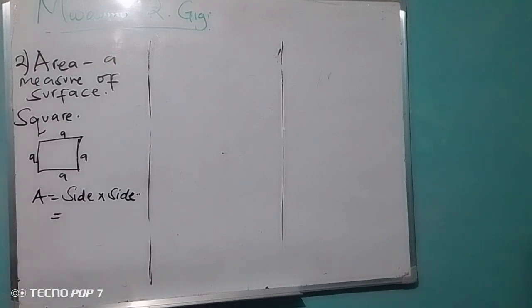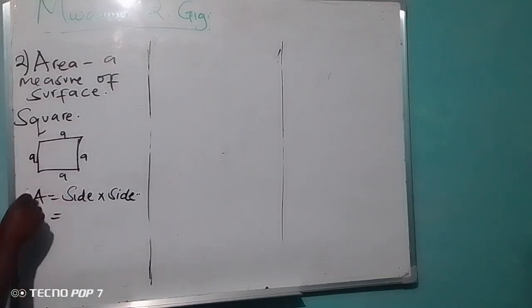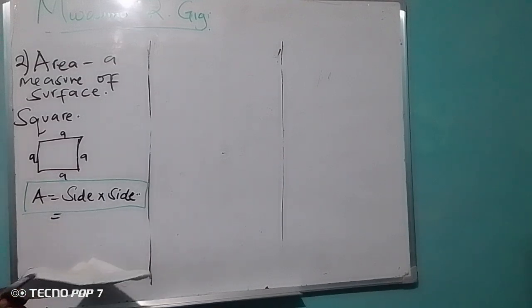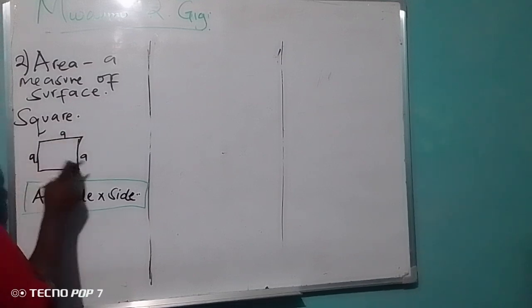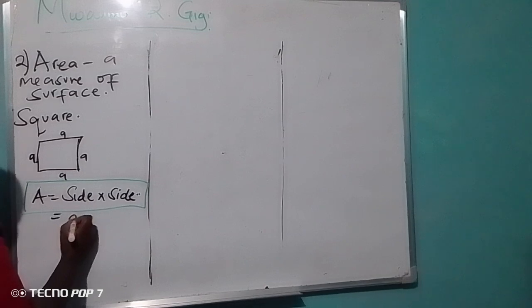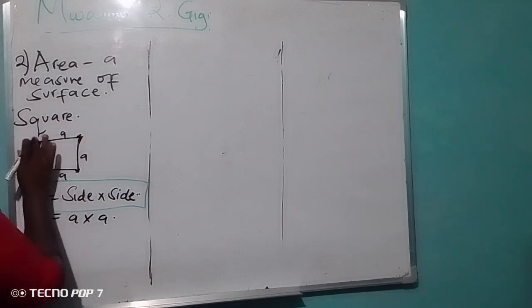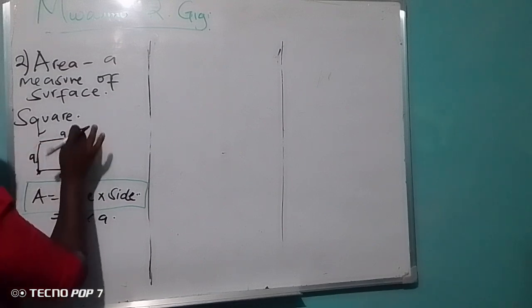Copy hiyo ya blue. Side times side. So in this case, it's A times A. Hatumeshi huku, hatuendi all round. All round ni perimeter. In this case, tunataka kumeasure the surface of here. So, tutamesha A times A.